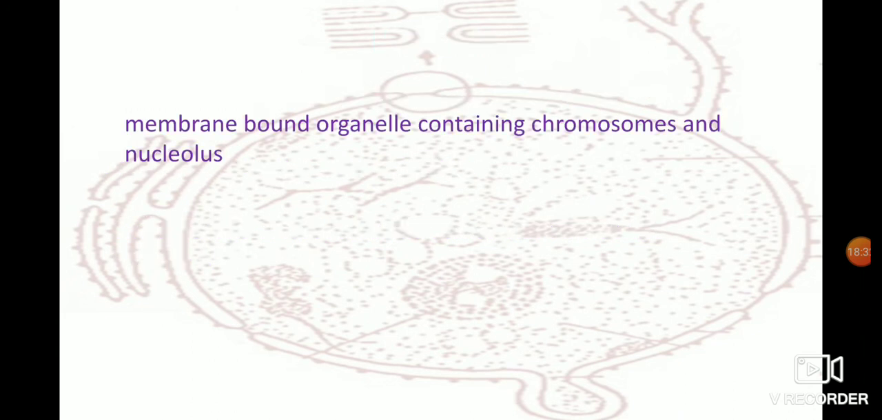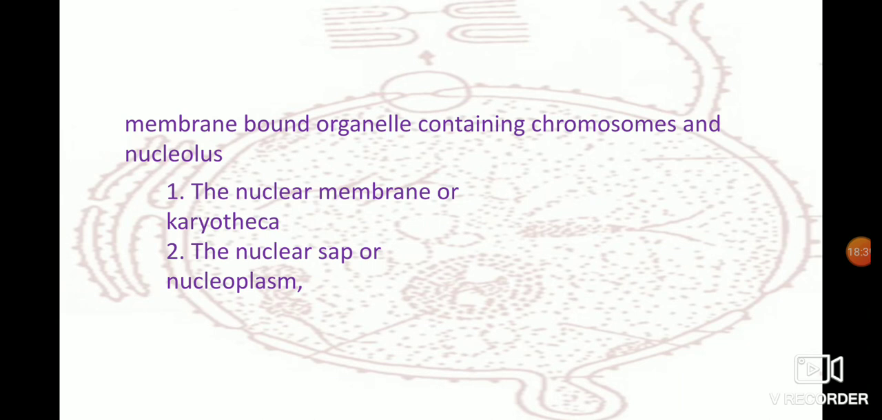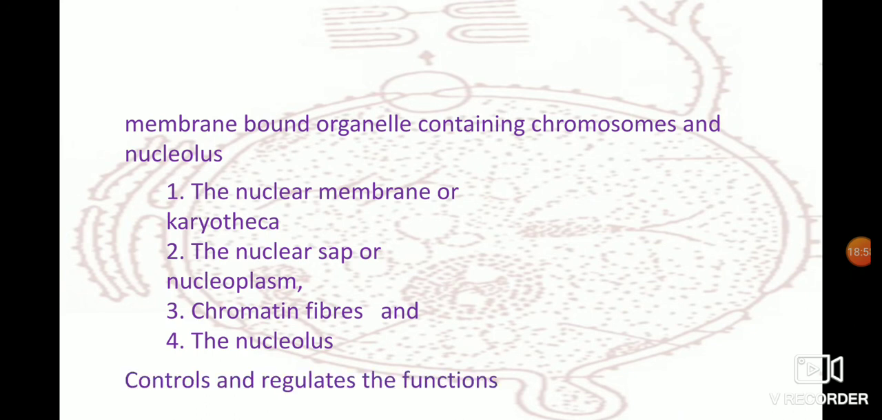So this is about the nucleus, which is a membrane-bound organelle containing chromosomes and nucleolus, and the nucleus is made up of four parts. The first is the nuclear membrane or the karyotheca, second the nuclear sap or the nucleoplasm, third the chromatin fibers, and the fourth the nucleolus. The nucleus controls and regulates different physiological functions of an organism.